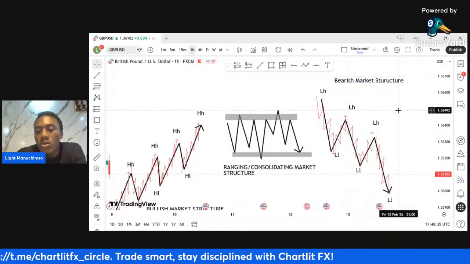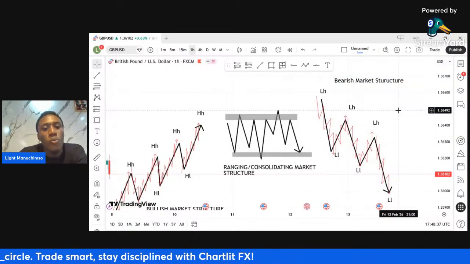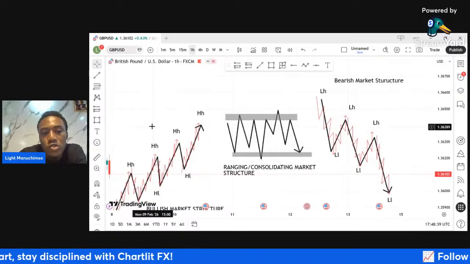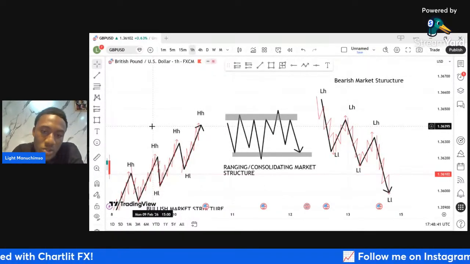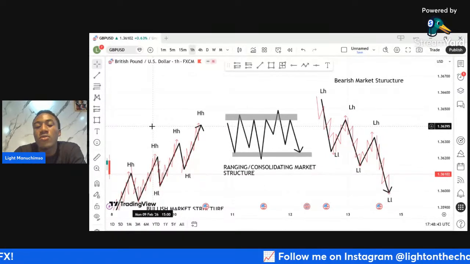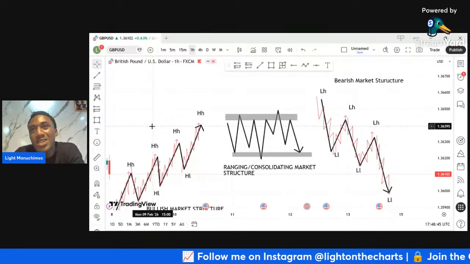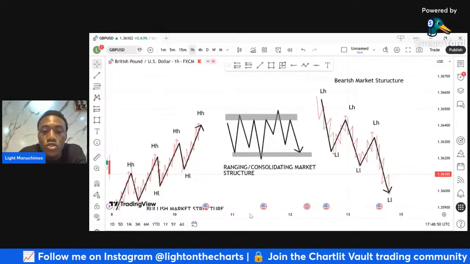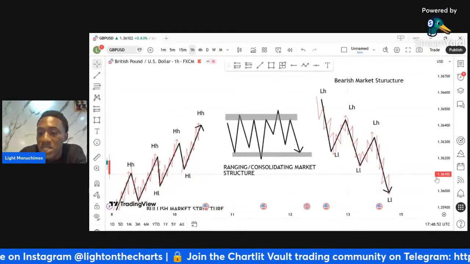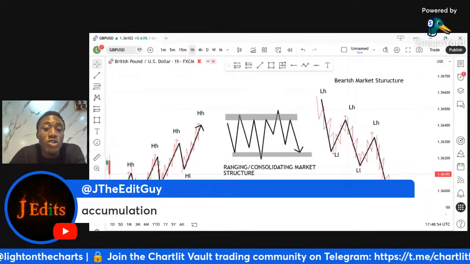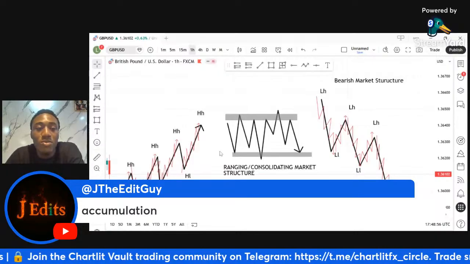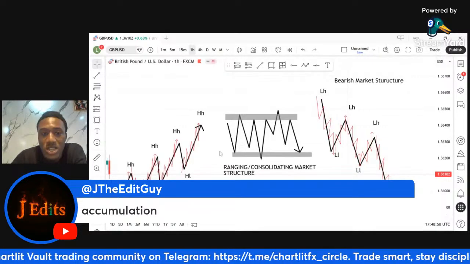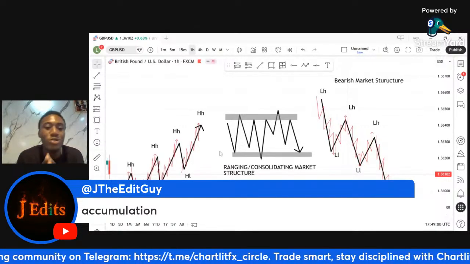Now, the bearish market structure is the opposite of the bullish market structure, or the uptrending market structure. I don't know if you're following me up until now. If what I'm saying makes sense to you, drop number 4 in the chat box. Yeah, the ranging market is also called accumulation. It's just accumulating, no true direction.